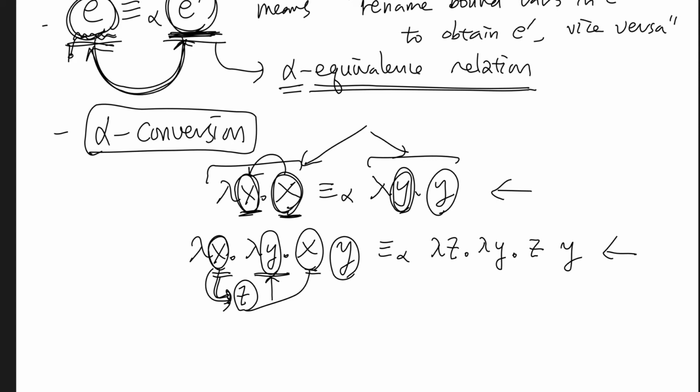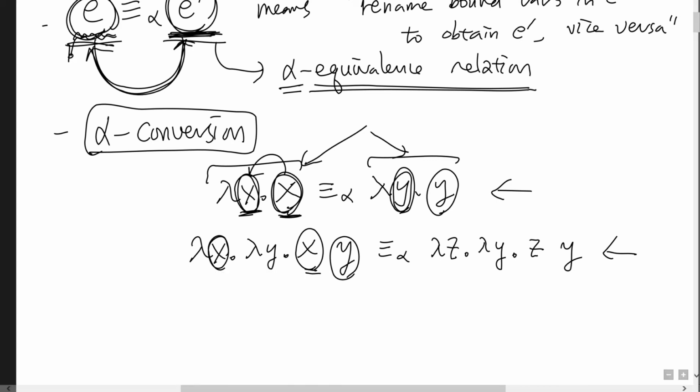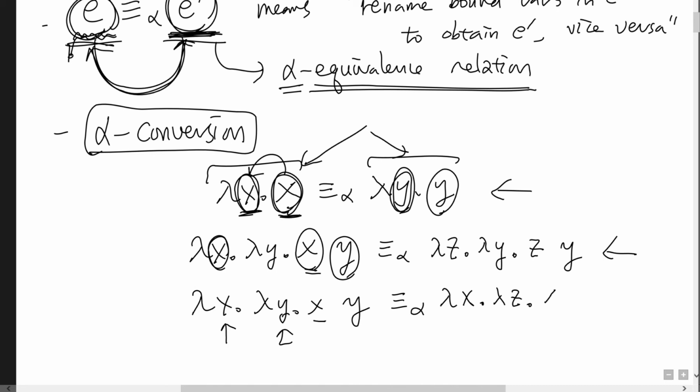And similarly, in the next example, we are going to rename this variable y and leave this guy as it is. So this x stays the same, but y is renamed to z. Then x is renamed to itself. Sorry, we don't rename it, and we rename this variable y to z. So this is another example.